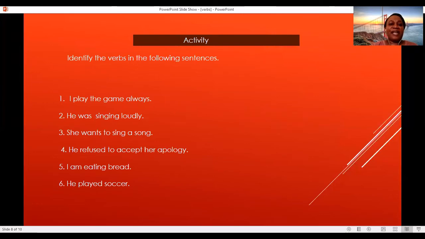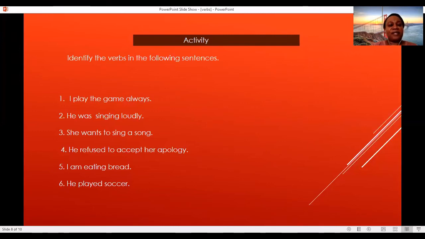Right, we have an activity there, an activity on verbs. Identify the verbs in the following sentences. Number 1, I play the game always. Look at that sentence. What is the verb there? Is it a finite verb or a non-finite verb? Pick out the verb and indicate so. Number 2, he was singing loudly. Pick out the verbs there.